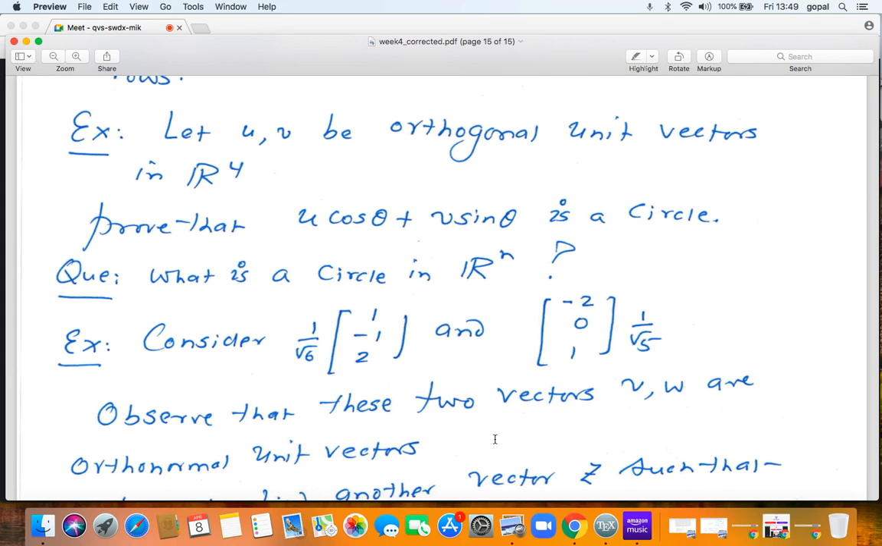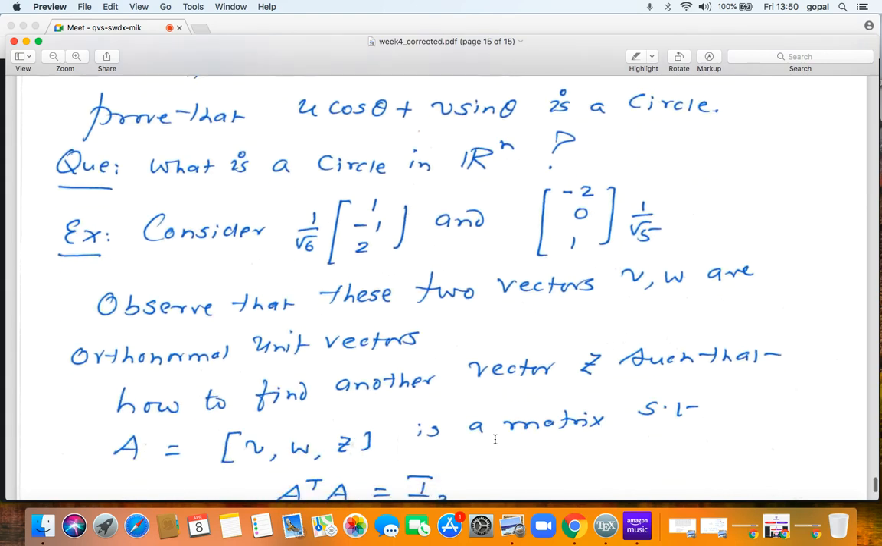So as theta varies from 0 to 2 pi, this point U cos theta plus V sin theta traces out a circle. How do I know it's a circle? Because these points lie on the plane spanned by U and V. What is a circle? A circle is a locus of a point moving in a plane such that the distance from the origin is fixed. So that's exactly what it is. What is the plane? It is the linear span of U and V. And what is the distance from the origin? 1. We just checked.